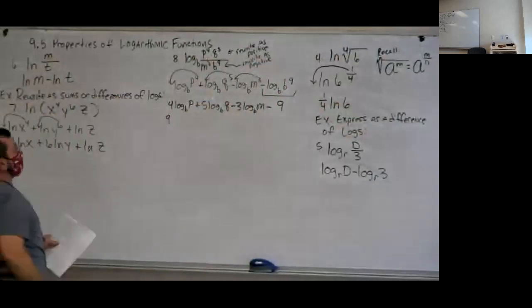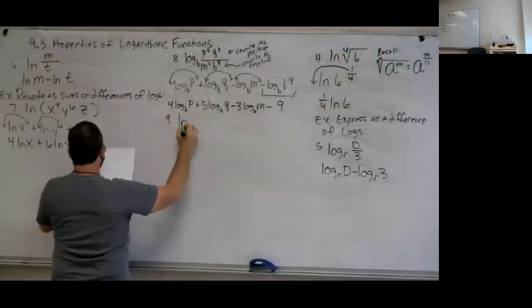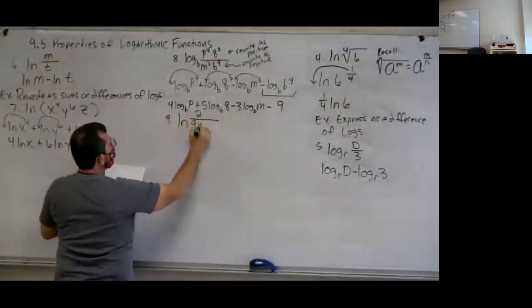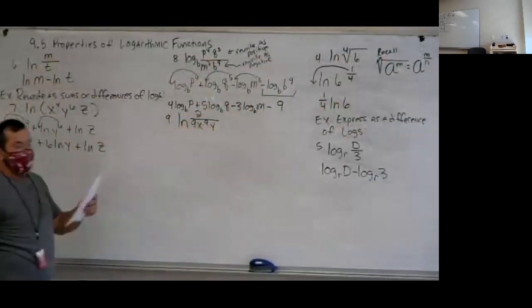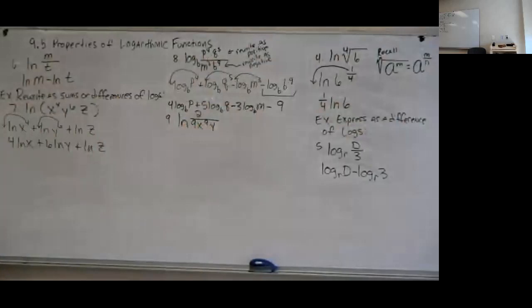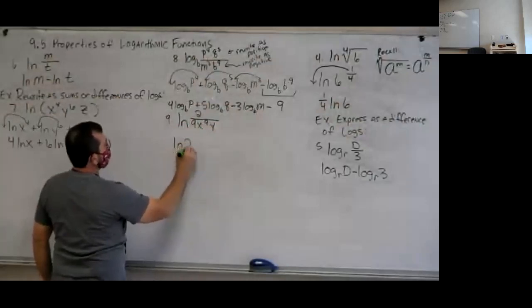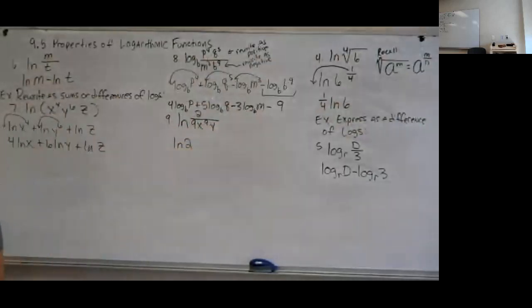Number 9, we got ln of 2 divided by 9x to the 9th y. Once again, when I rewrite it, if it's on top, it's positive. If it's on bottom, it's negative. So here we go. I'm going to do ln of 2. So here's a question for y'all. How many factors do y'all see on the bottom of this? 3. Got a 9, the x, and the y.